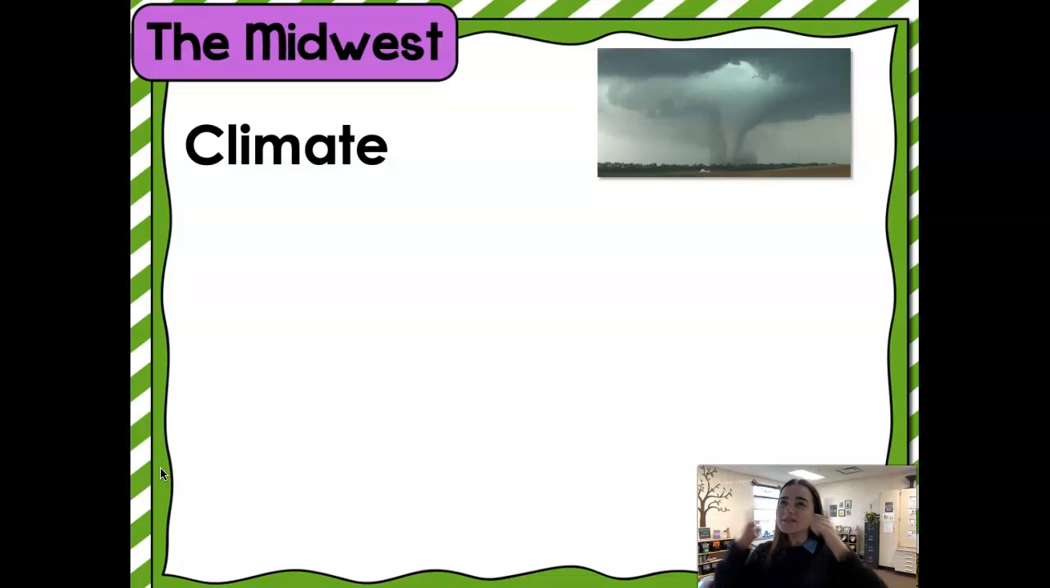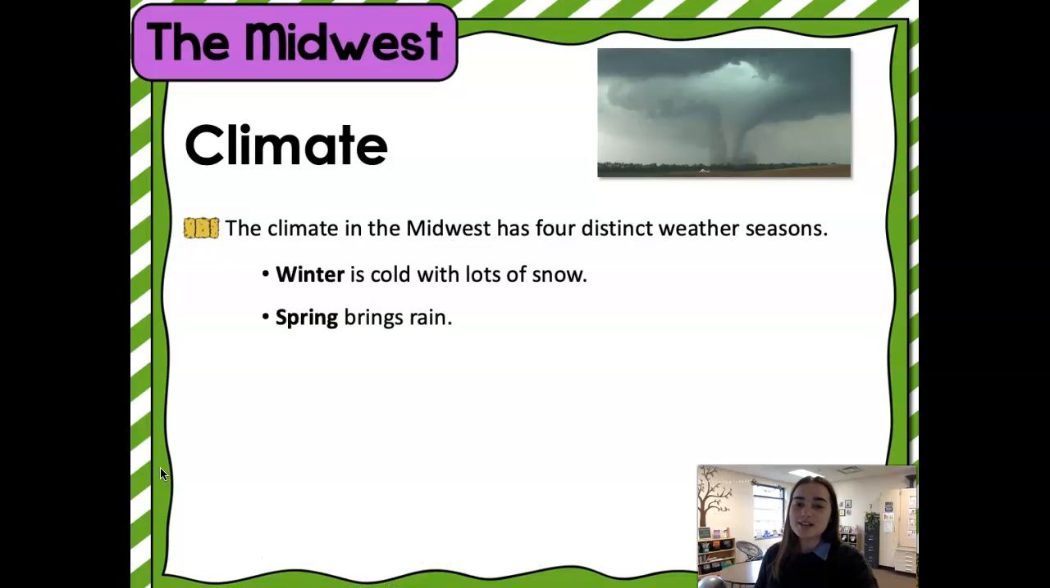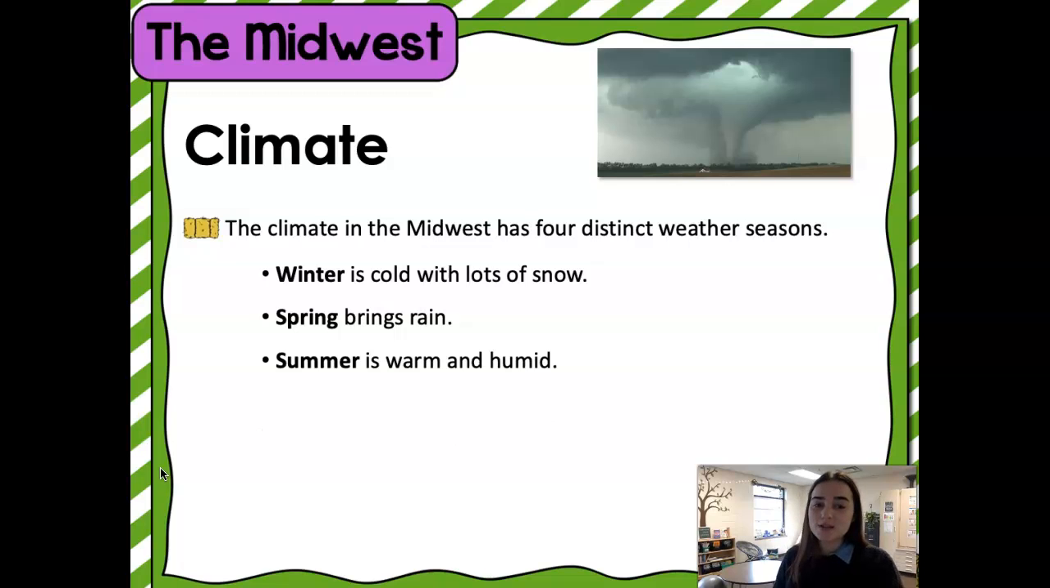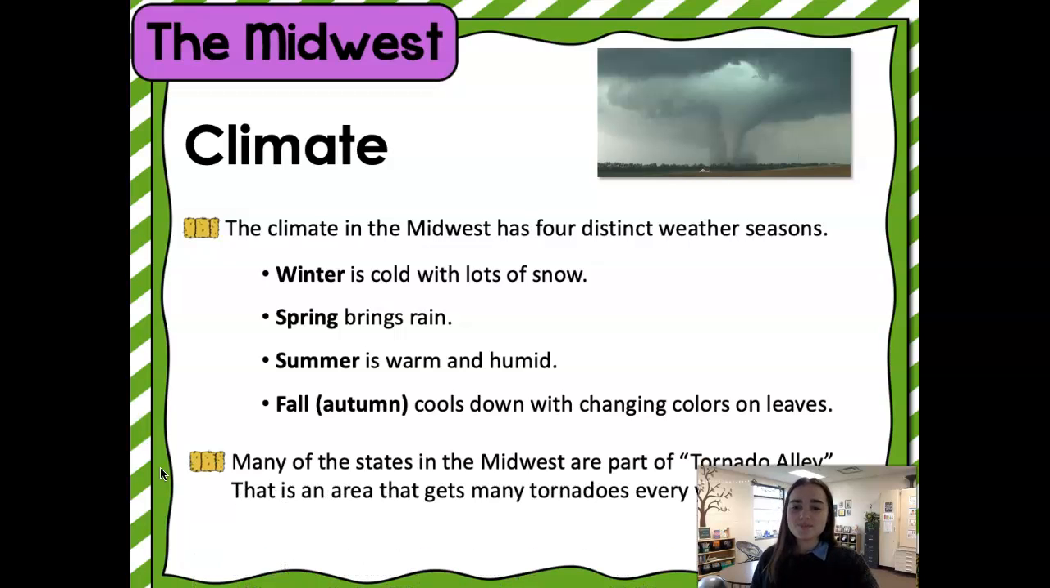Climate. We know a little bit about Midwest climate. Minnesota has very distinct weather and climate. The climate in the Midwest has 4 distinct weather regions. The word distinct means they're very clear seasons, right? We know exactly what season it is based on the weather. Winter is cold with lots of snow. Spring brings rain. Summer is warm and humid. And fall or autumn cools down with the changing colors on leaves.